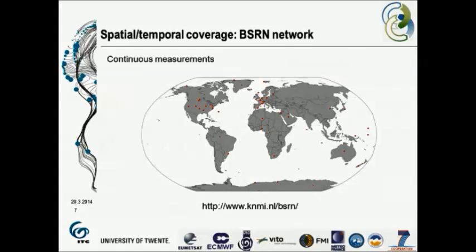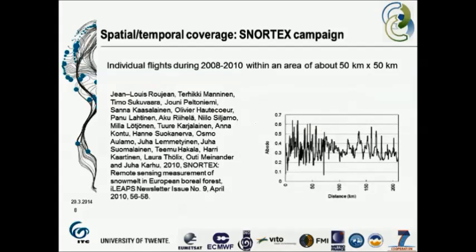Now, example of spatial and temporal coverage. The BSRN network is used for albedo validation, but as you see, the measurements are continuous, but they represent only a small area of the globe because they are pointwise measurements. Another possibility is to cover a larger area, but seldom, through dedicated campaigns. Like we had a SNORTE campaign in 3 years in Finland. We were flying in an area of about 50 kilometers by 50 kilometers. But then it is not every single year, every single month that you get this data.